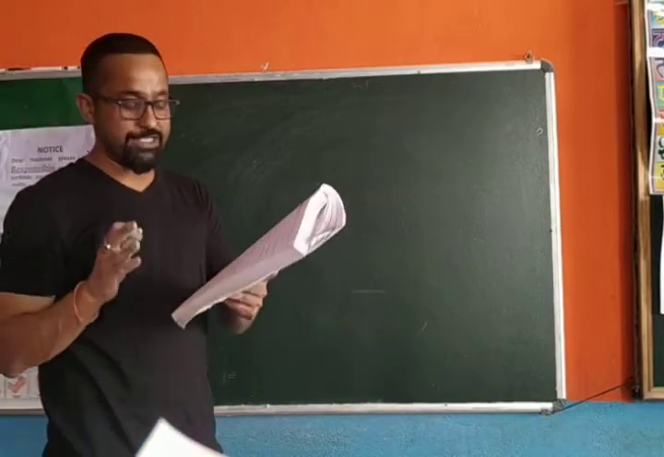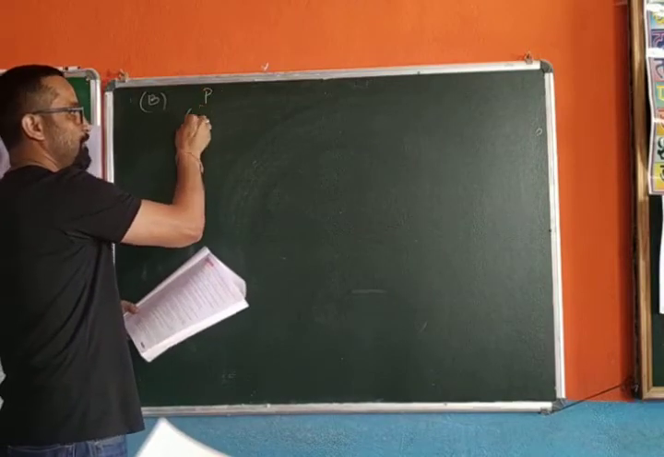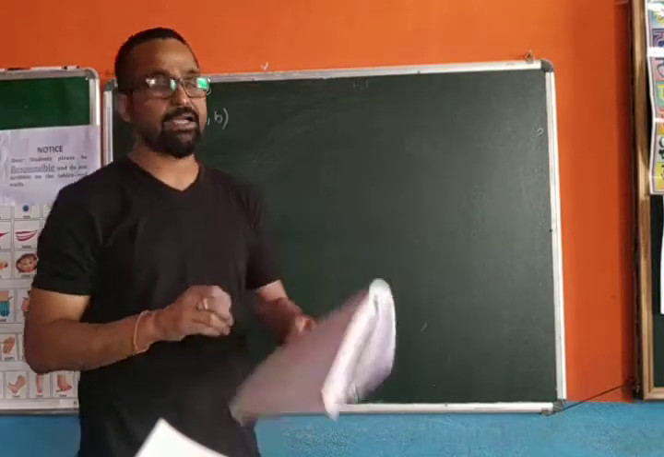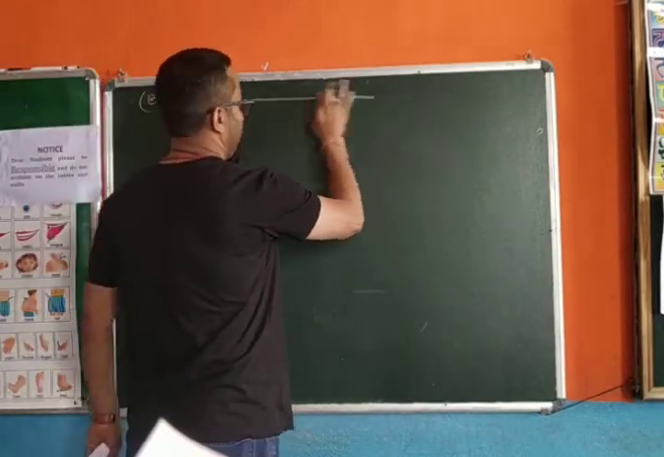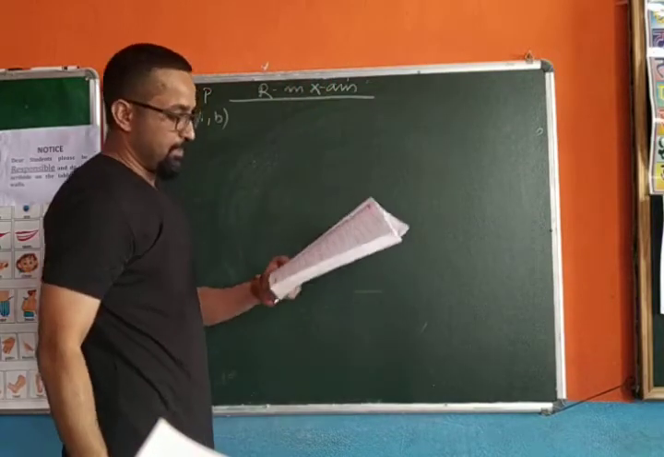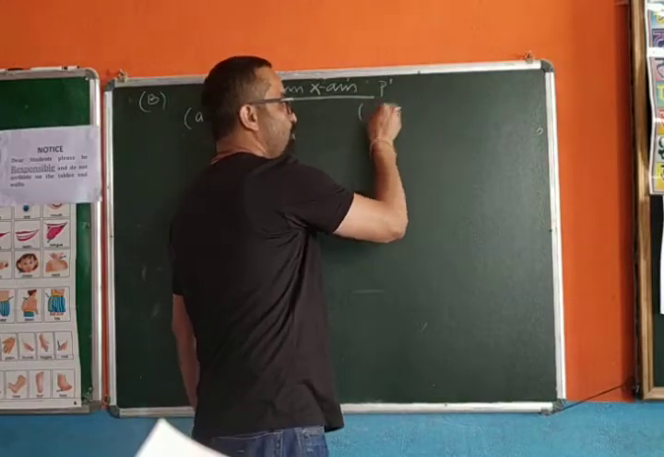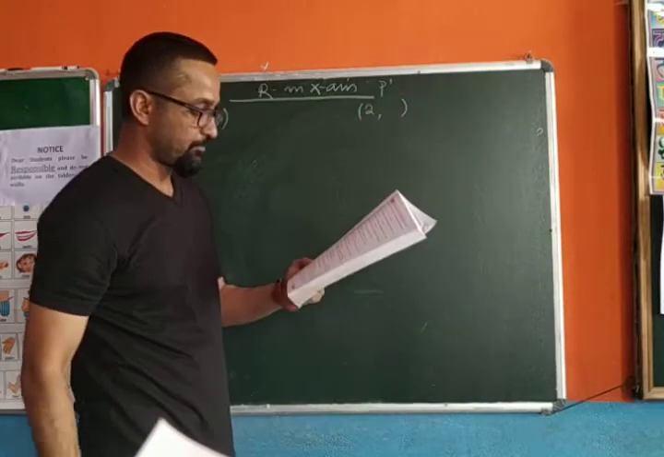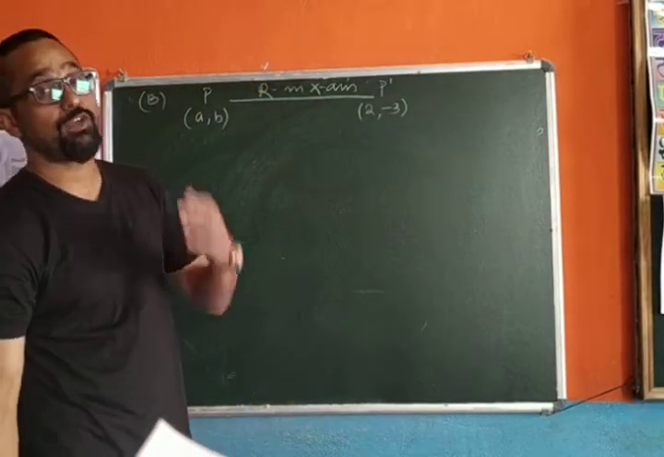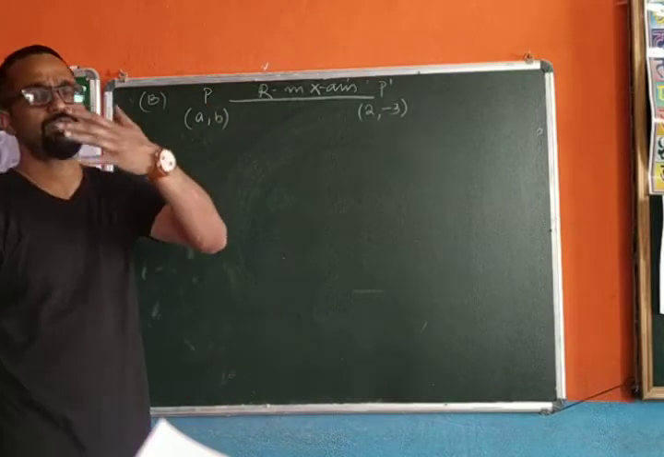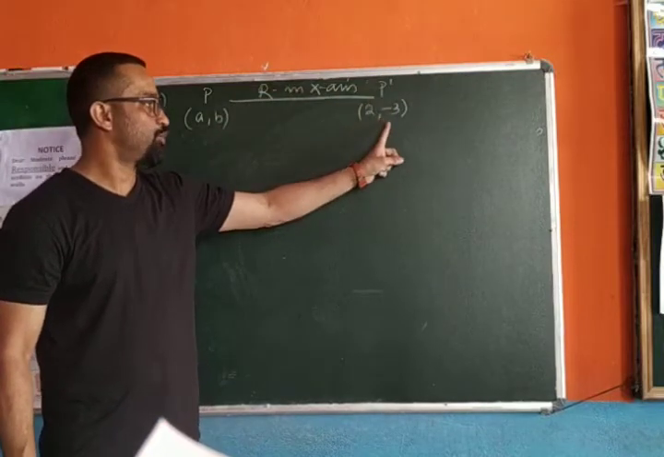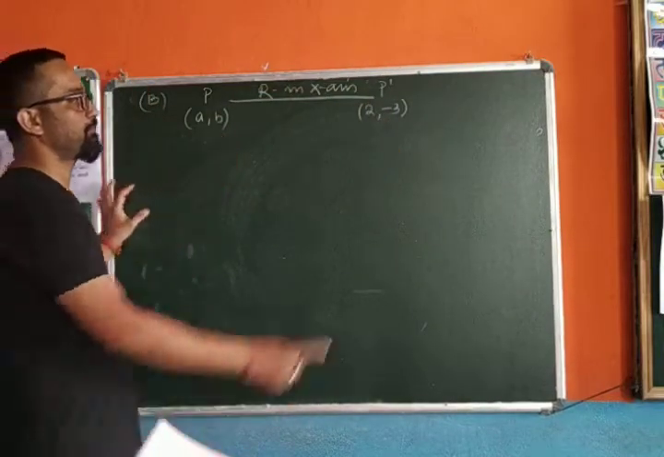The question says that point P, A, B is reflected in the x-axis to P dash, and the coordinate is given as 2, minus 3. The question says, write down the values of A and B. It is similar to the sum which I did. P was not known, P dash was known. So from here you do the calculation.